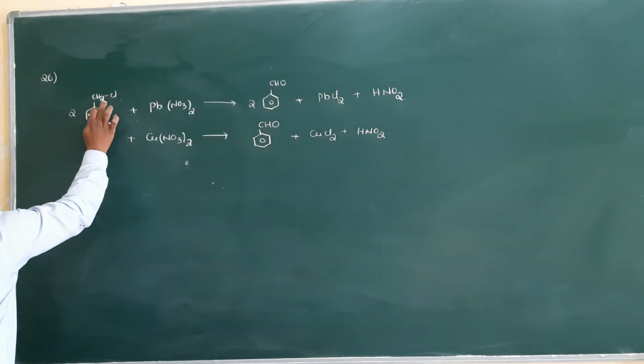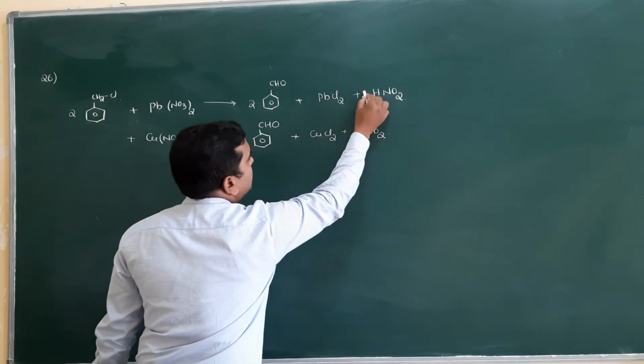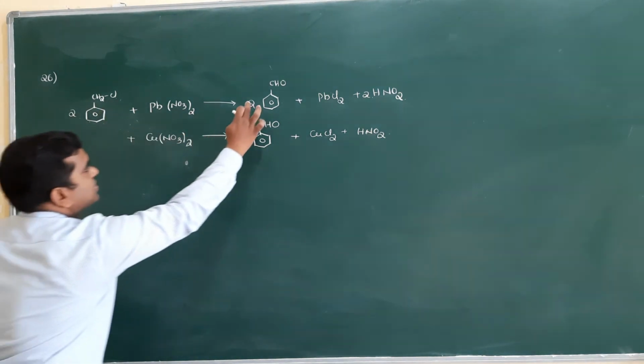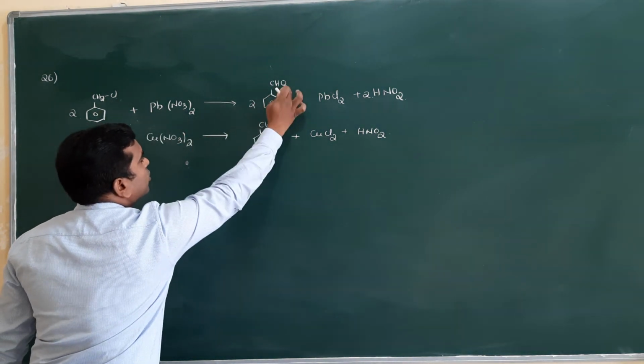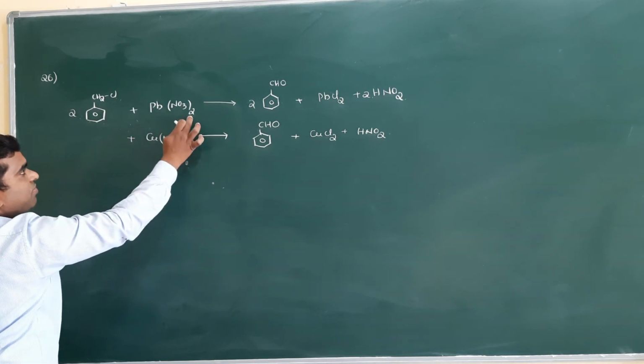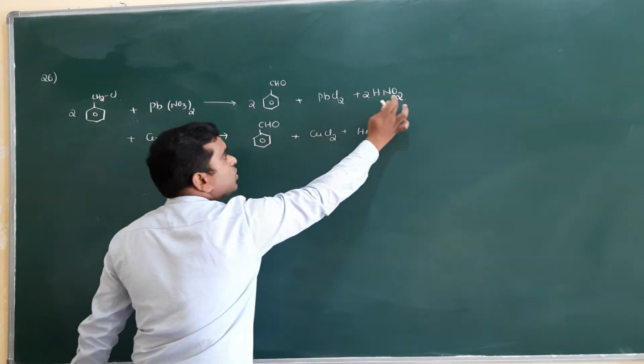How many hydrogens are removed here? 1 hydrogen, but with 2 moles it means 2 hydrogens, so 2HNO2, because 1 oxygen is shifted per mole, but 2 moles means 2 oxygens are shifted. 2 oxygens are shifted, so how many oxygens will be left here? 4. So this is 2 into 2, 4.